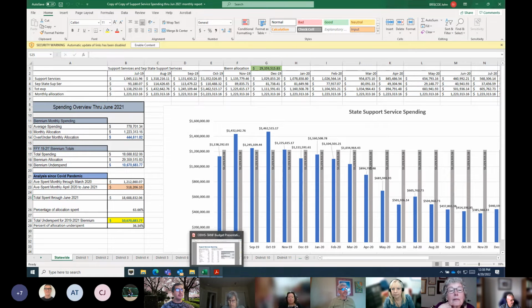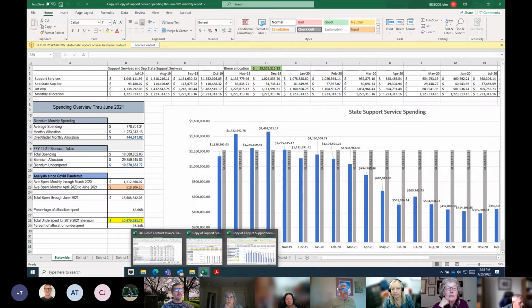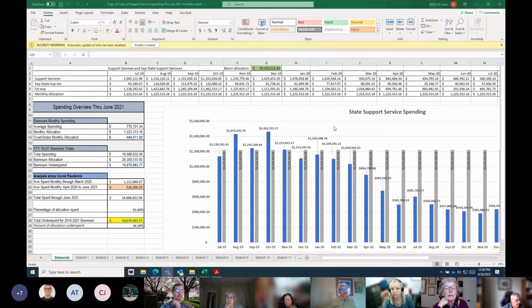So each month, I pull a report from Angela's shop and I track the support service budget. This is from last biennium. This is what took place last biennium with our support service spending. The beginning of the biennium, we should have been averaging our allotments out, should have been about $1.2 million a month. The first 6 months of last biennium, we were spending pretty much on an average. A couple months were over, a couple months were under.